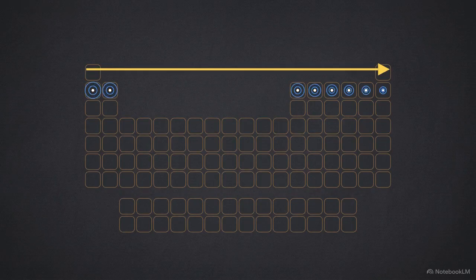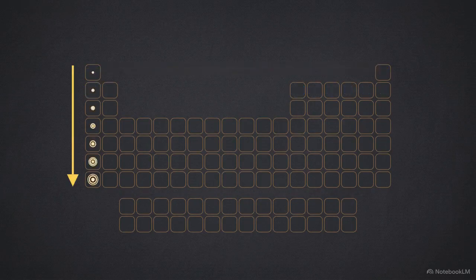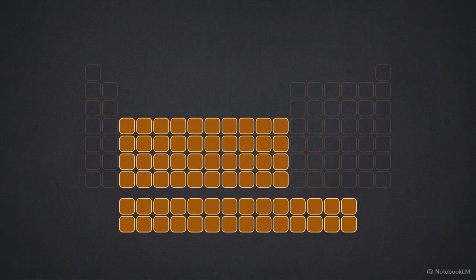Basic chemistry relies on highly predictable rules of atomic architecture. Moving across a row, adding protons pulls the atom tighter. Dropping down a column makes the atom larger. In the center, these trends break down.